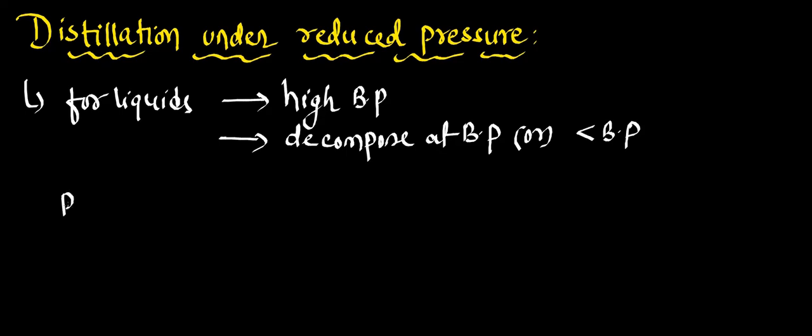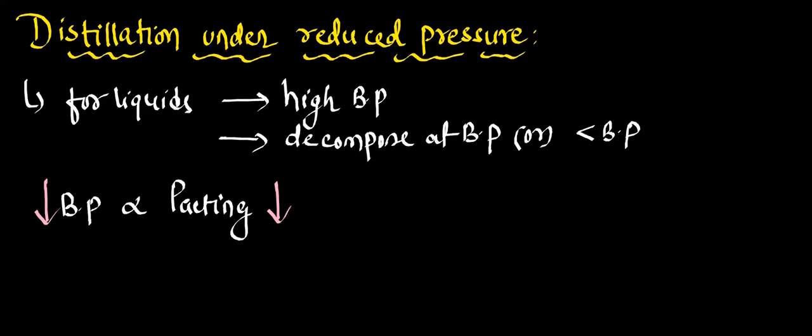We know this concept: the boiling point of a liquid is directly proportional to the pressure acting on the liquid, right? So what we try to do is reduce the pressure here so that the boiling point of the liquid falls down. So we will boil the liquid at a lower temperature than its usual boiling point. So there won't be any problem of decomposing, and the liquid vaporizes and will be collected.